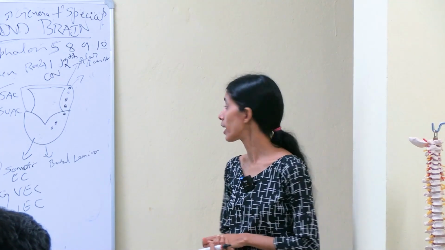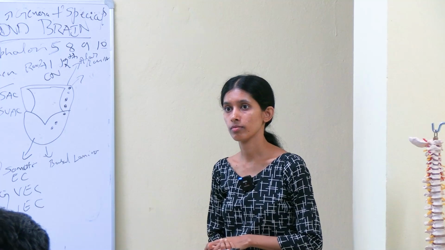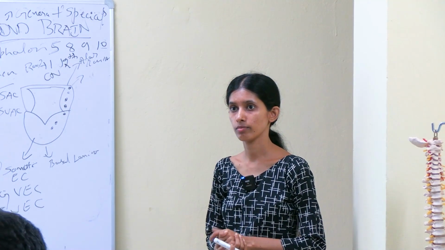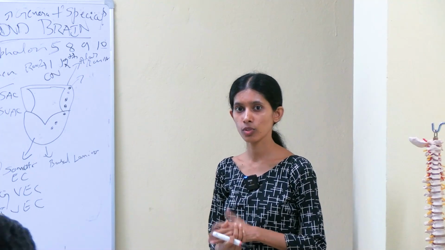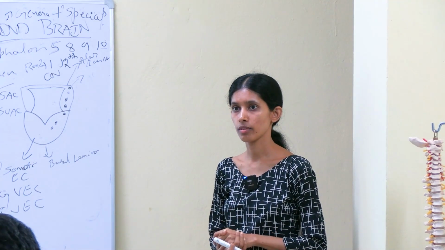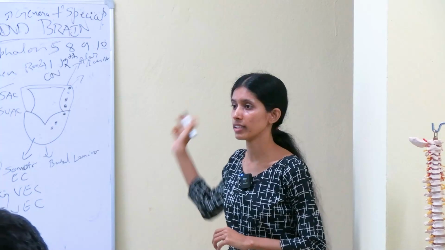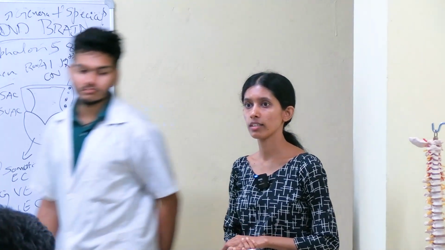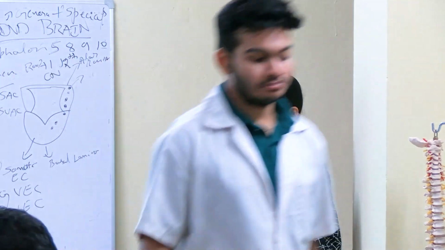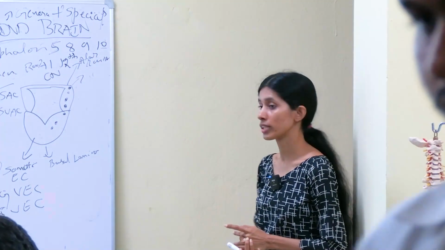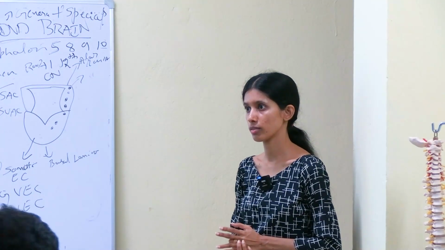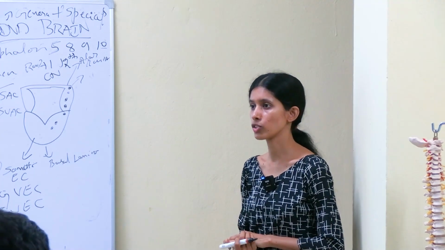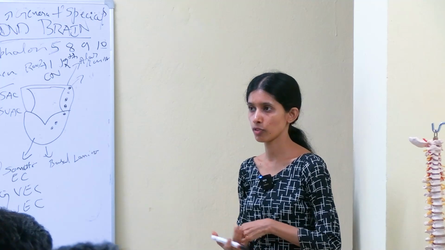What about the 5th, 8th and 9th? 5th one is? When I ask you, you can answer, okay? 5th, 8th and 9th cranial nerves name. 5th one is trigeminal. 8th one? What about the 9th one? Glossopharyngeal. Sure? Okay, 8th one? Vestibulocochlear one. So the 5th one is?